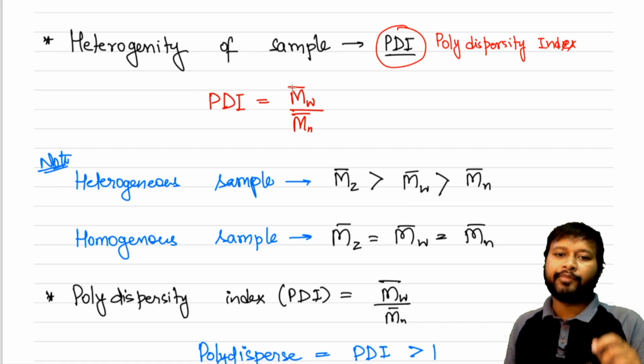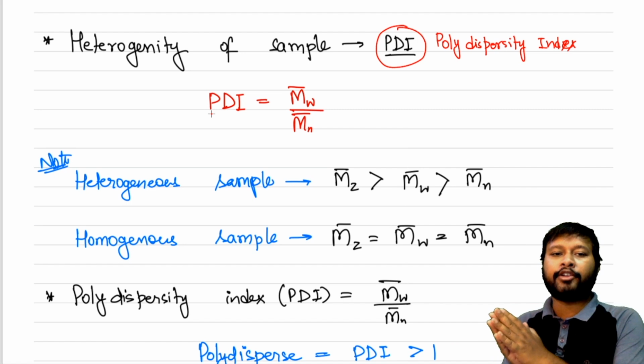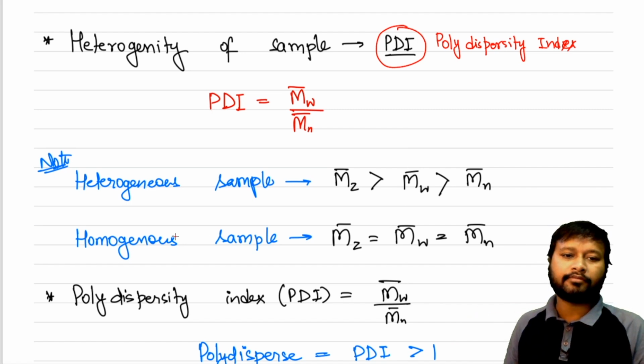So this index finds out the heterogeneity of the sample. It is given by Mw divided by Mn. So weight average molecular mass divided by number average molecular mass. You just have to divide both of them, and that is going to give you the polydispersity index, and that's how you can calculate the heterogeneity of the sample.